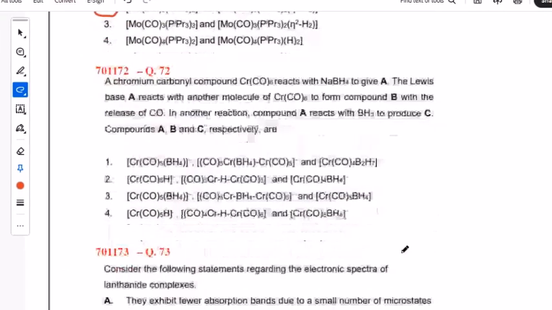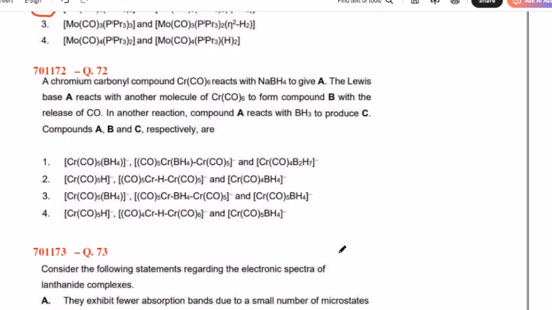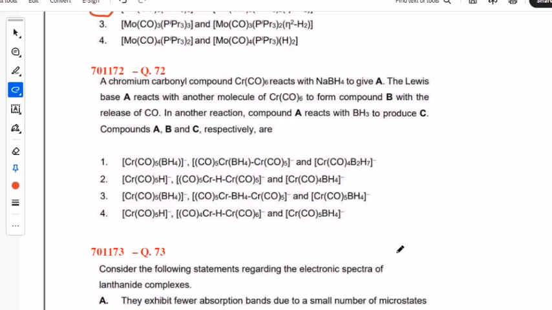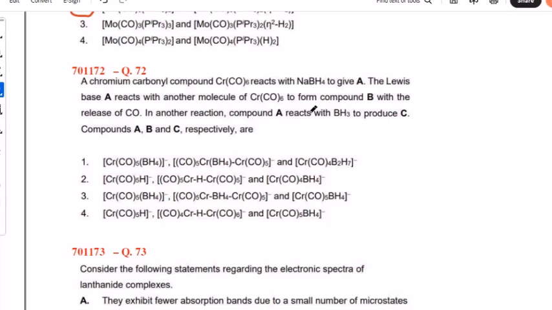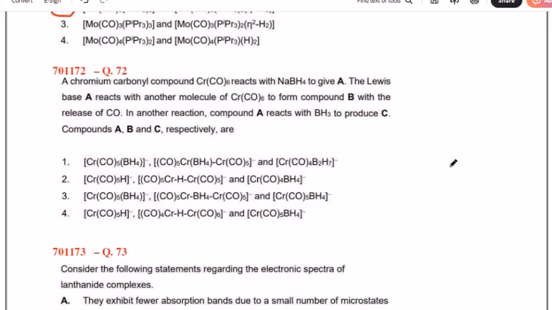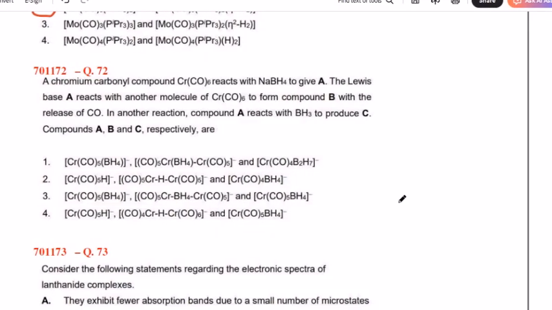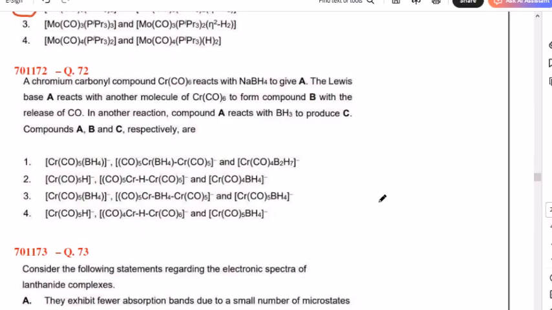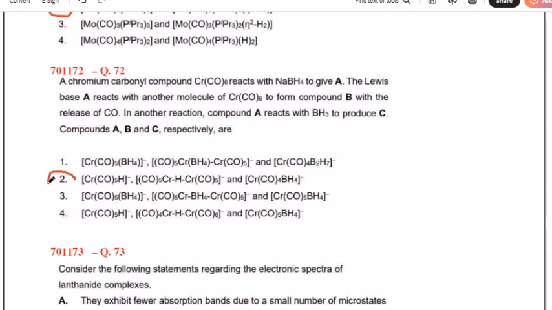Next, question number 72. A chromium carbonyl compound reacts with sodium tetrahydroborate to give A. The Lewis base A reacts with another molecule of chromium hexacarbonyl to form compound B with the release of carbon monoxide. In another reaction, compound A reacts with BH3 to produce C. Compounds A, B and C respectively are option number 2, the correct option, friends.